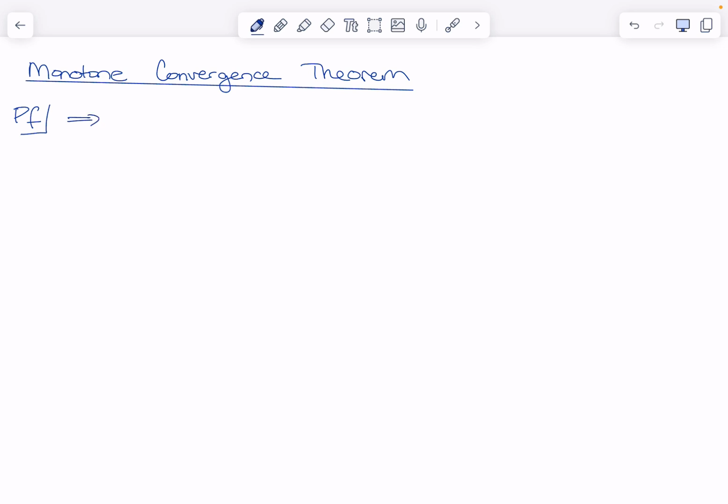So, we're going to go one way. We're going to assume we have a convergent sequence. So let xn, n equal 1 to infinity, be a convergent sequence. Do we have something in our knowledge bank that we can use here? Maybe a previous theorem.